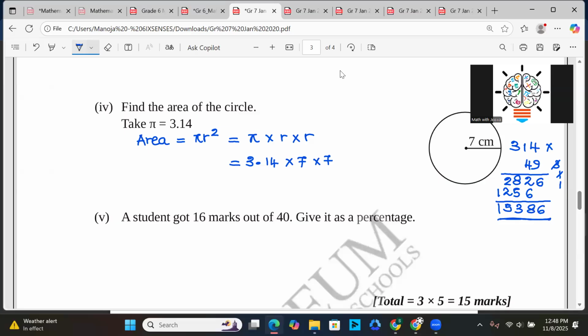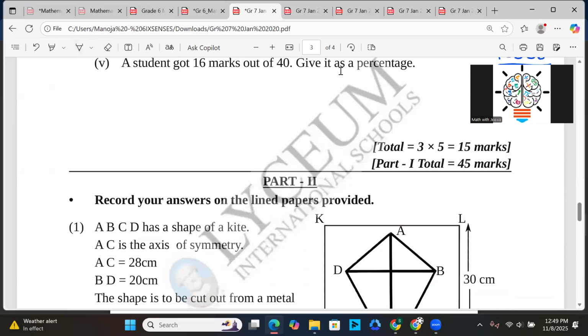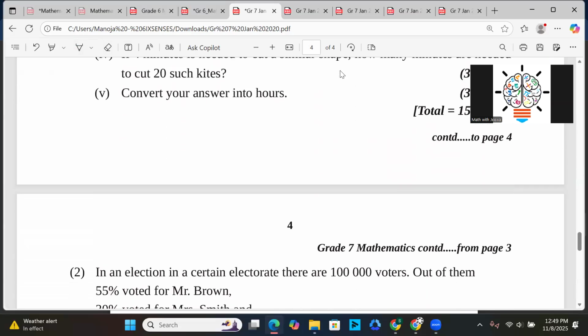But in the question, it's not like that, no? Question is 3.14, right? That means we want to keep 2 decimal places. So then I write 153.86 and this should be centimeter square. Right, always the area unit should be centimeter square. 153.86, right? 3.14 multiplied by 7, multiplied by 7. The final answer will be 153.86, right? So then I'm moving to the next question you have.